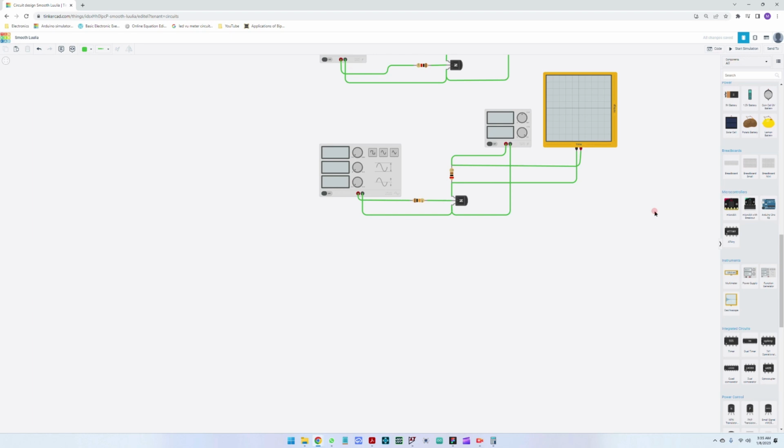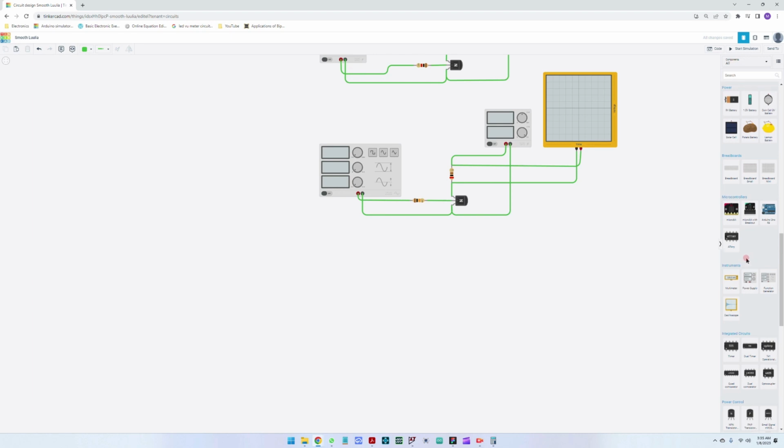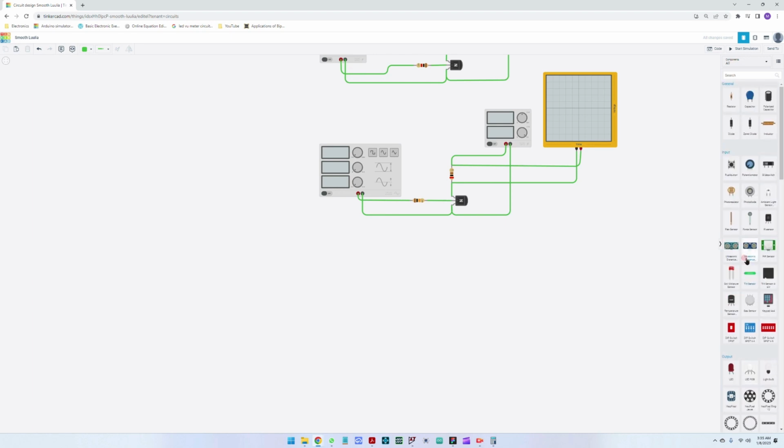The last part, and the last application for the transistor is the one for a voltage regulator. So this is one of the most common circuits used in electronics. We're going to take a transistor, we're going to take a Zener diode, and we're going to take a resistor.